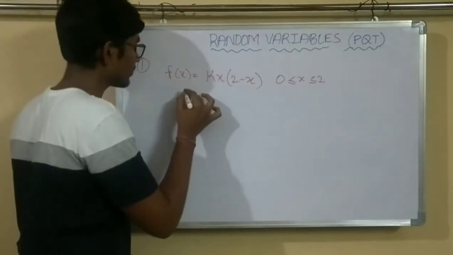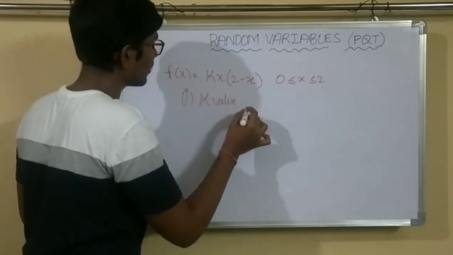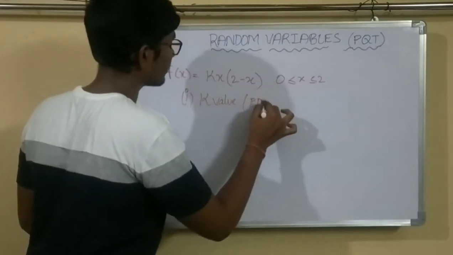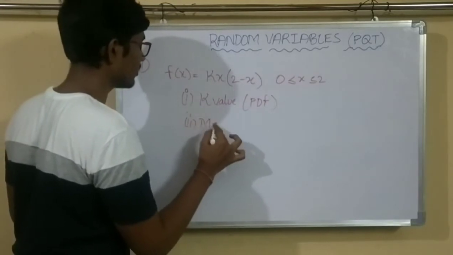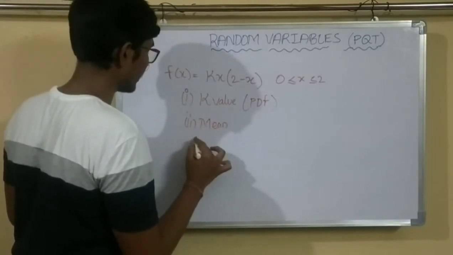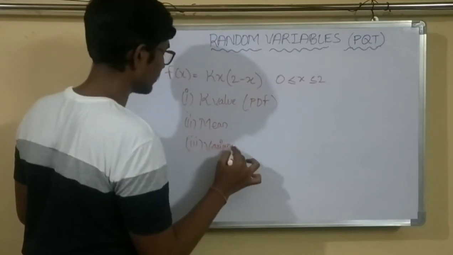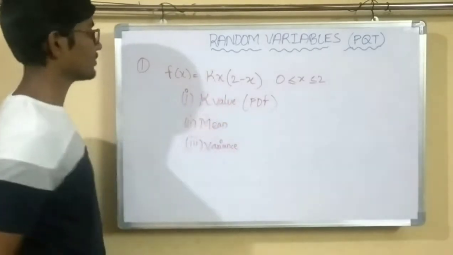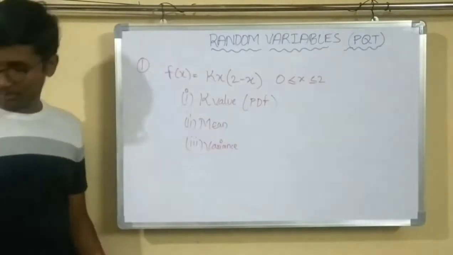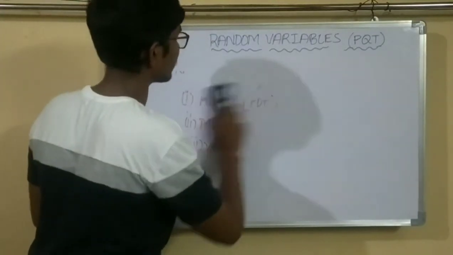They are asking us to find first the k value, by PDF. We are going to use the PDF here, and the next one is the mean value, and the third one is the variance. So we are going to find these three values by using this function. We know the formulas, and by using those formulas we are going to find them.